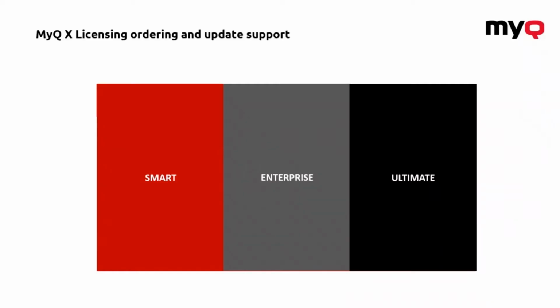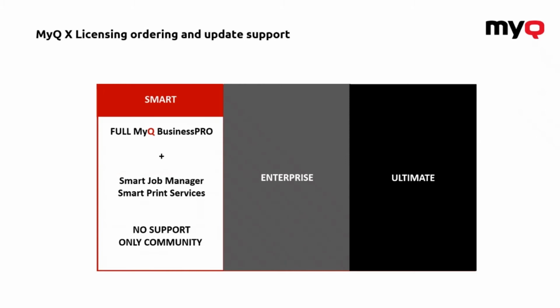Now, instead of Business Pro, Embedded, and other licenses, we have three main license types: the Smart, the Enterprise, and the Ultimate. Starting with the Smart, which is pretty much a replacement of an installation which used only MyQ Business Pro, it is a version intended for someone who is starting with MyQ or just needs basic monitoring. The limitation of this version is that it doesn't have any support. It only goes through the community, but in case you would like to start with MyQ, this would be the best point to go through.